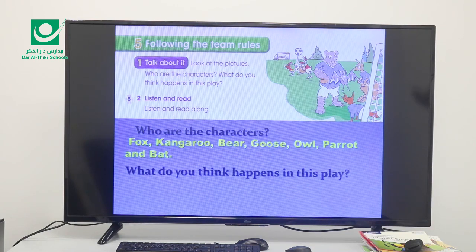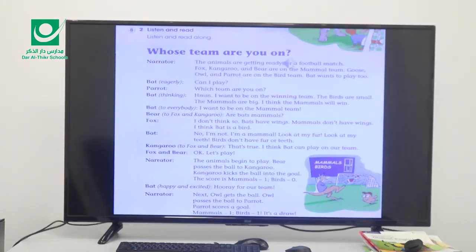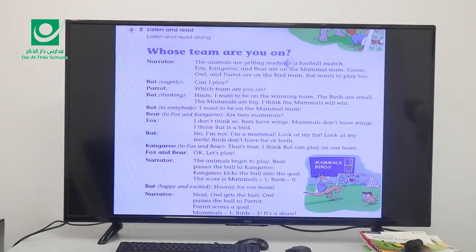Yes. Now, the second part of the question, what do you think happens in this play? I think it's clear. What do you think they are going to do? Mammals and birds are going to play a football match. Yes, they are going to play a football match. Okay, students, listen and read the story. The story, as we said, titled, Whose Team Are You On? You can read this on your own, or you can listen then read. So please, follow the listening carefully. Track 8.